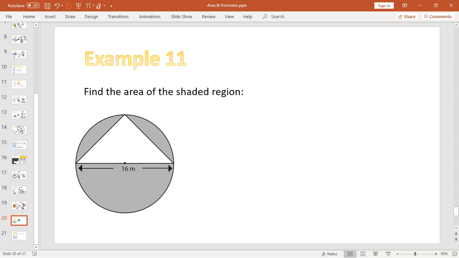Area of the shaded region. So I have a circle and I cut out a triangle. For a total area, if I want to find the shaded area, I need to take the circle, subtract the triangle I cut out. Alright, the diameter is 16 meters, that means the radius is 16 divided by 2, which is 8 meters, and I'm ready for this circle.